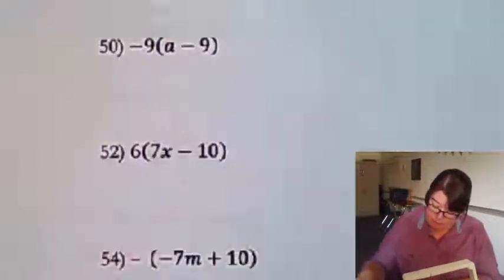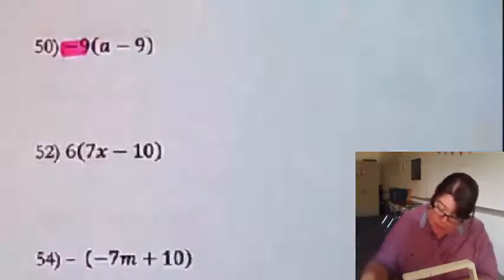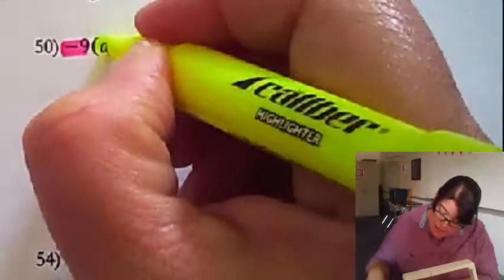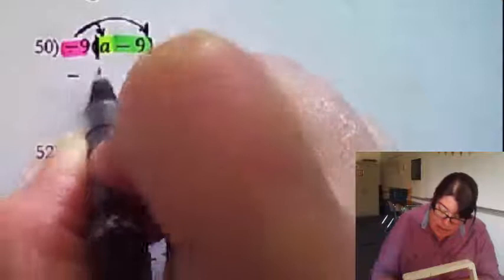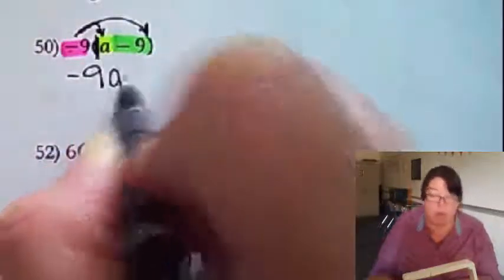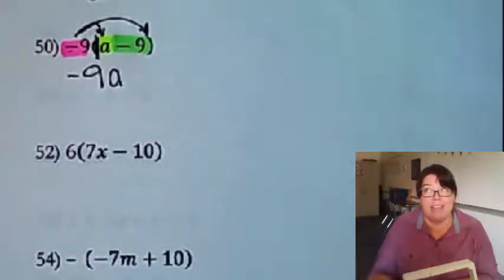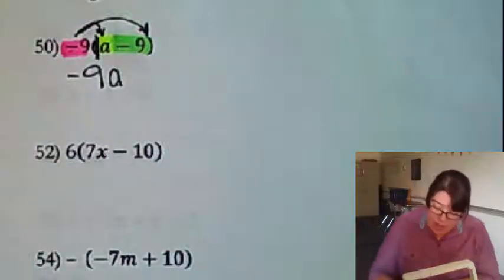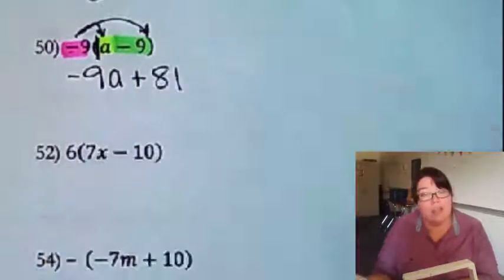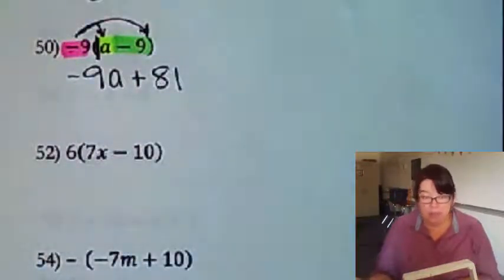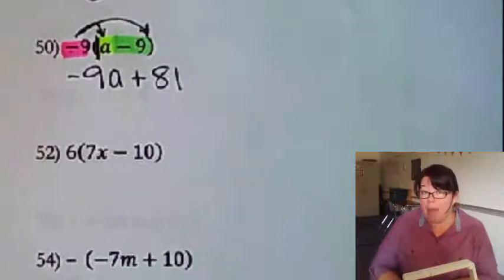How about for number 50? I have a negative that I'm going to distribute into an A and a -9. So I'm going to take this and multiply it by each term. So remember there's a 1 here. So -9 times 1 is -9, and A is being multiplied as well. So -9 times A is just -9A. Negative times a negative is a positive. 9 times 9 is 81. So -9A plus 81. Why don't you take a look at 51? Come on back when you think you've got it.